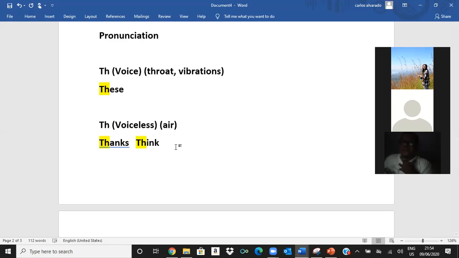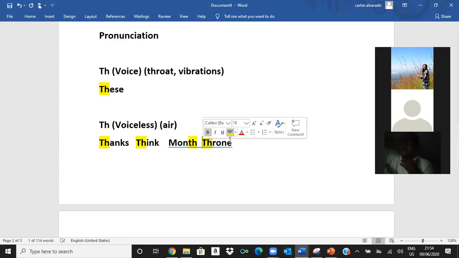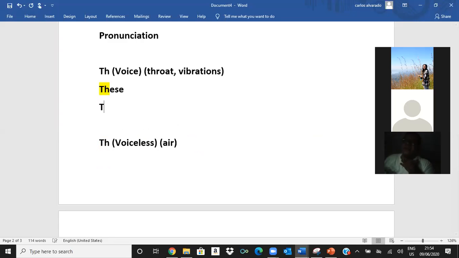Okay. Another example. Let me see. Month. In the word month, do you see the TH sound here? Only air. Month. So you have to end like that. Another example here with the voiced sound. For example, say throne. Ah, no, sorry. This one goes here. Throne. Do you see? TH. Now, another example where you can see this is, for example, the word the. The. The. You can see an example of that.